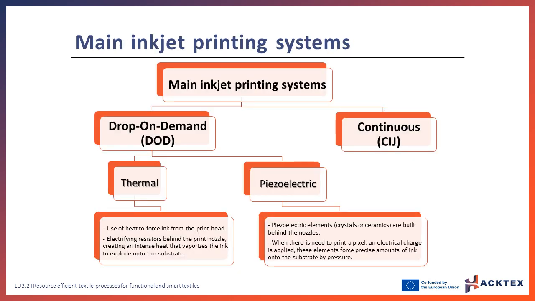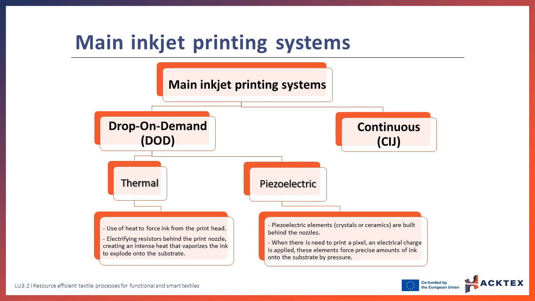There are two main inkjet printing systems, which are continuous and drop-on-demand. The focus in this lesson is drop-on-demand, which mainly includes thermal and piezoelectric printing systems. It is good to mention that the piezoelectric type has been used more than the thermal type, because the thermal type has limited ink options due to the heat.